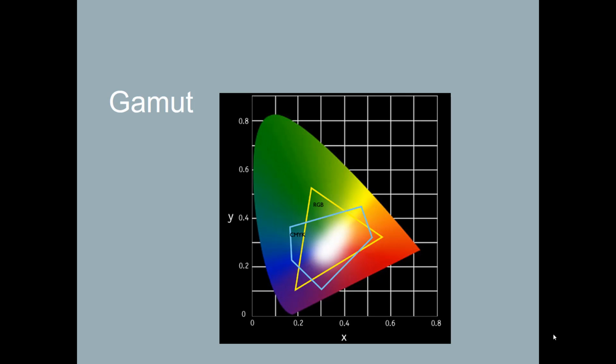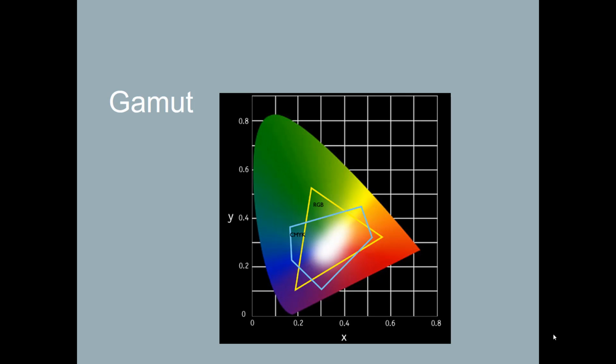So gamut refers to the colors that are available in any given color space. So the yellow triangle is the RGB color space. That gives you the red, green, and blue colors, which can be made by combining red, green, and blue. The blue space there is the cyan, magenta, yellow, and black colors. So those are the colors that can be made by combining cyan, magenta, yellow, and black.